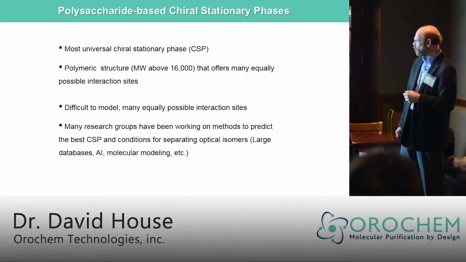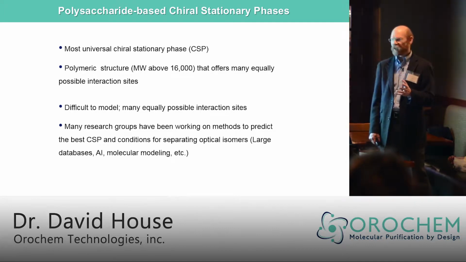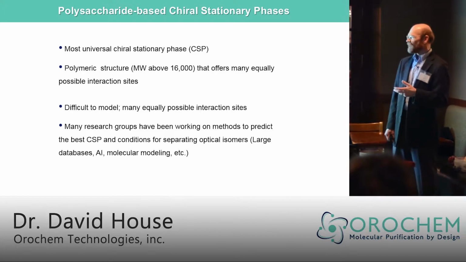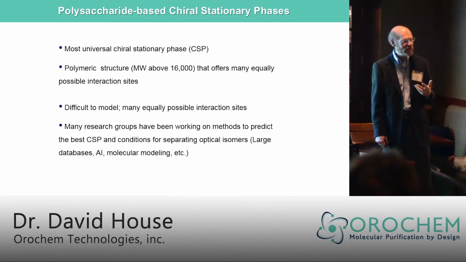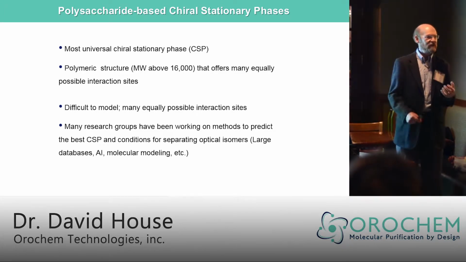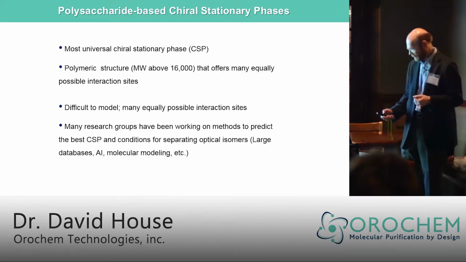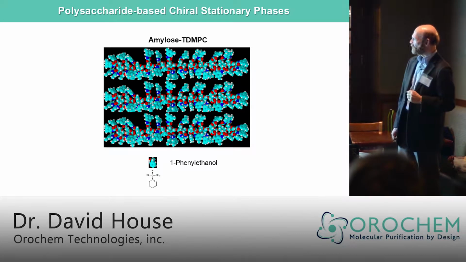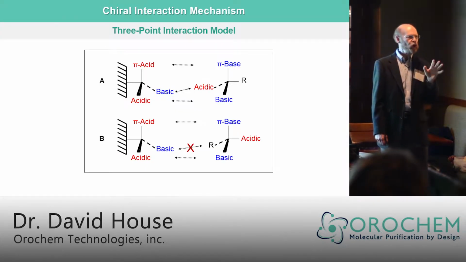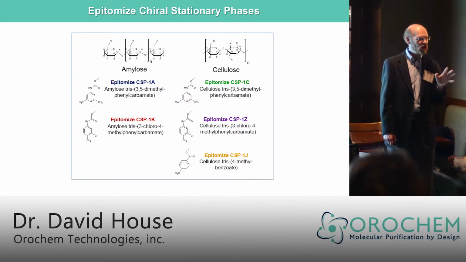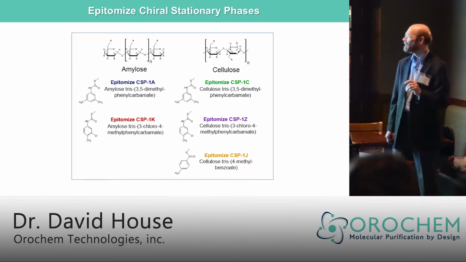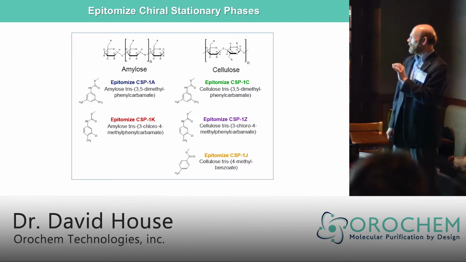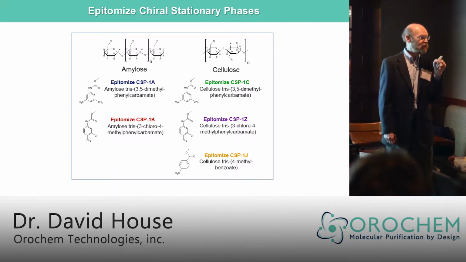Now, the problem is they're difficult to model because it offers many possible interaction sites. Many research groups have been working on methods to predict the best chiral stationary phase and the conditions necessary for separating optical isomers. This involves the generation of very large databases, artificial intelligence, and various types of molecular models. If we look at the polysaccharide-based chiral stationary phases, generally there are 2 types. One's based on amylose, and one is based on cellulose. If you look, say, at amylose, you see those R groups. Naturally occurring, those are OHs.